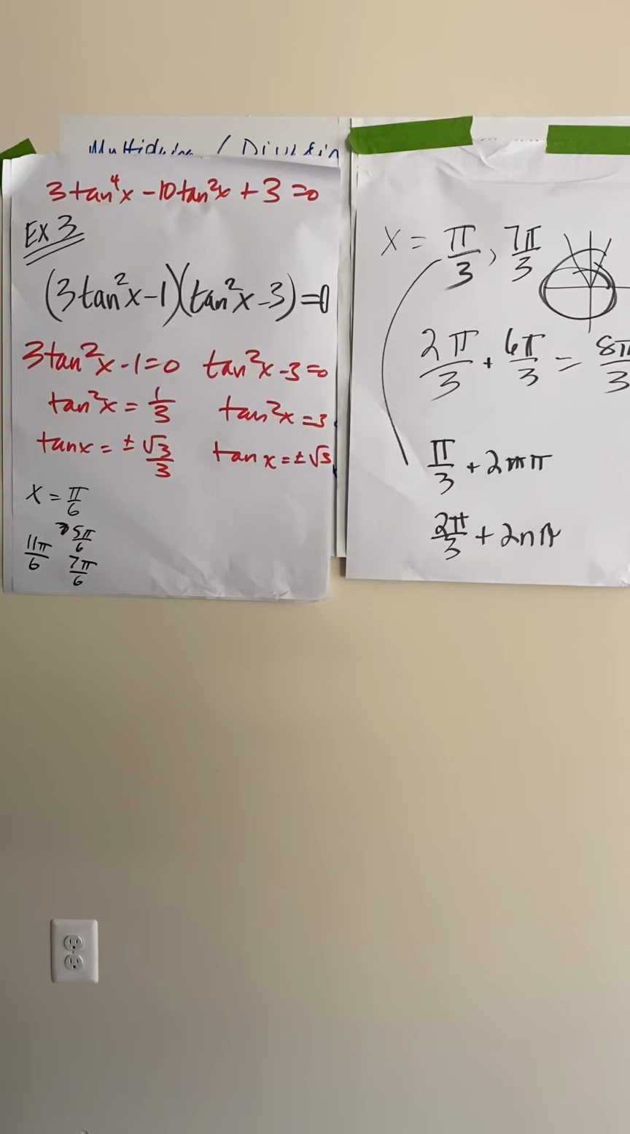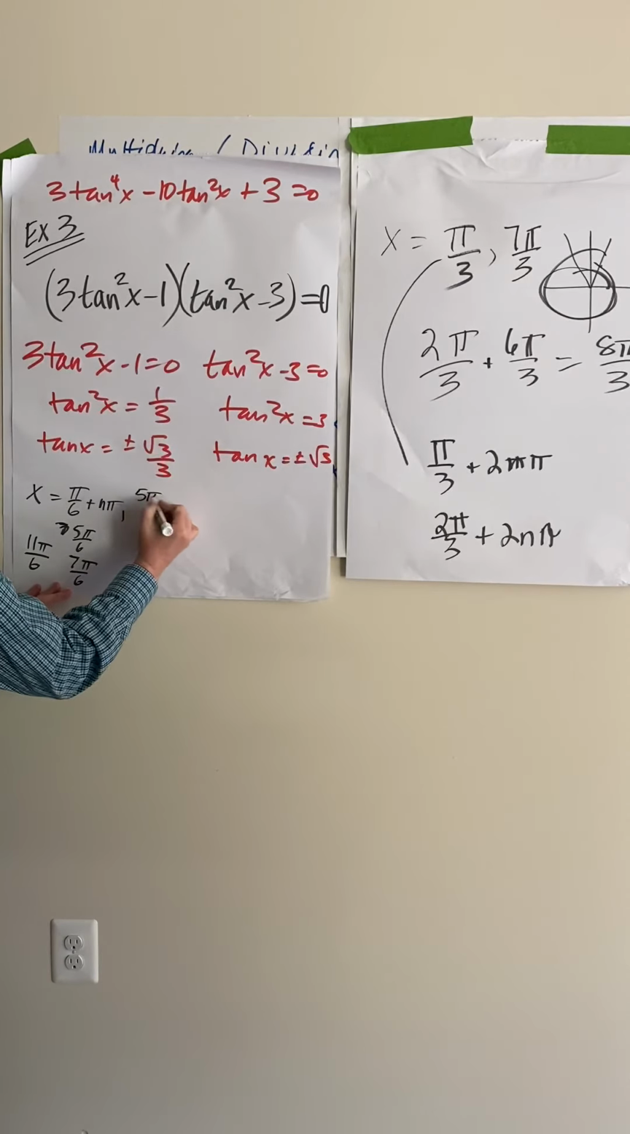So let's look at how these four compare. These are exactly pi away from each other. These are pi away from each other. So I can get these two and these two separately. So I'll get pi over 6 plus n pi.